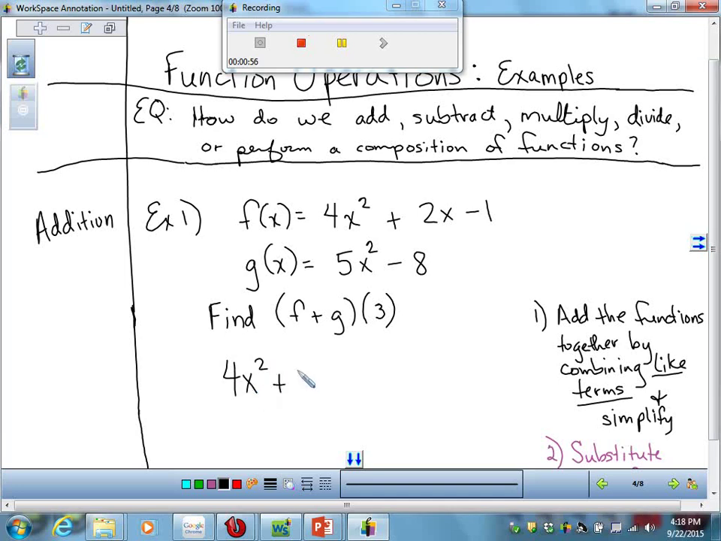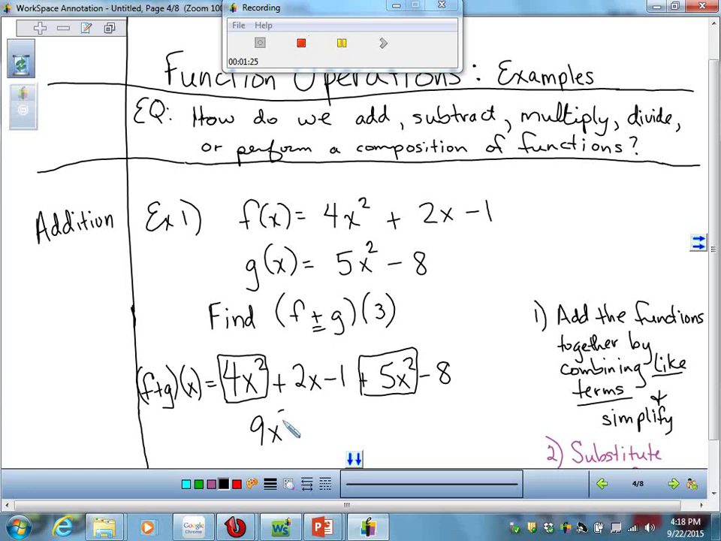So I'm going to take f of x, which is 4x squared plus 2x minus 1, and I'm going to combine it with g of x by addition. So I'm going to add 5x squared minus 8 to it, and I'm combining like terms. So this is f plus g of x. Combining like terms, I see that I have 4x squared, I have 5x squared, and I'm adding them together. They're both positive, so I get 9x squared.